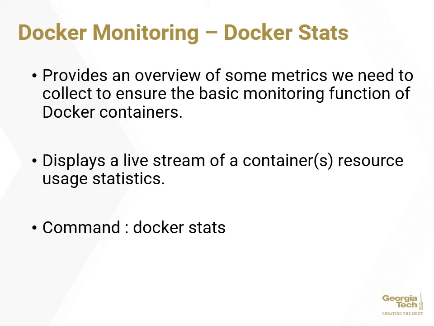Docker stats provides an overview of some metrics we need to collect to ensure the basic monitoring function of Docker containers. This API gives us access to the CPU usage, memory, networking information, and disk utilization for running Docker containers. It is about displaying a live stream of a container's resource usage statistics.